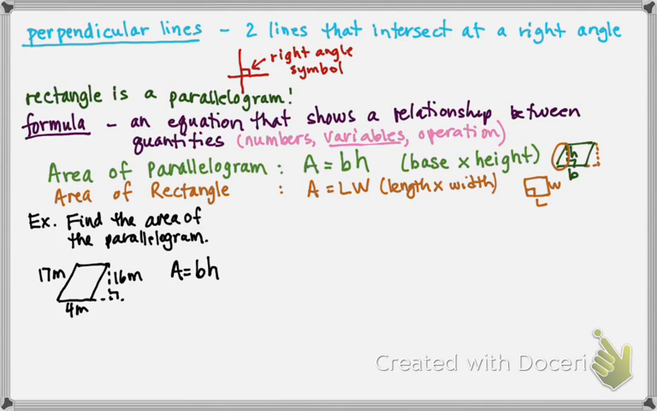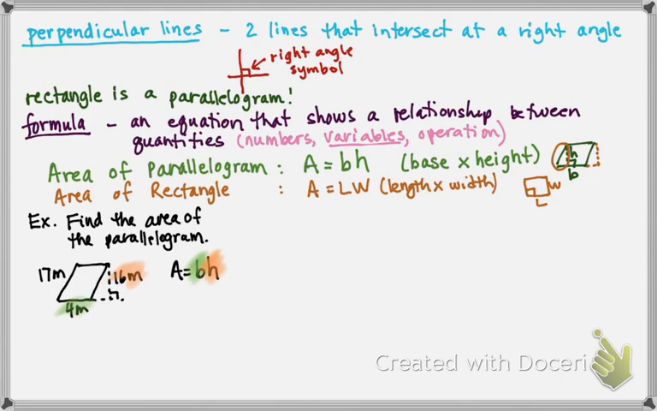So let's get a different color here. That is your base. Okay, now remember the height is perpendicular to that base. So this is perpendicular to the base, so that's your height. Now, what's that 17? Well, it's the length of that other side. So we have bases that have 4 meters, and we have bases that are 17 meters.